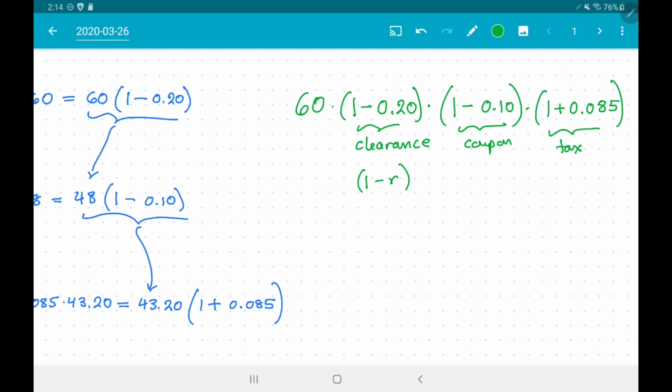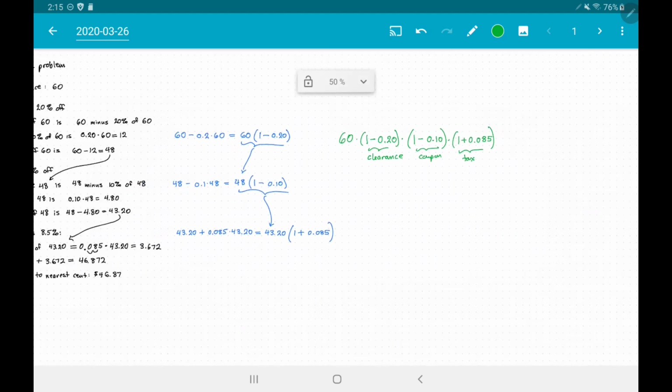Since multiplication is commutative, you can do this calculation in several different orders. You could do the tax first, and then the coupon, and then the clearance. You could do the coupon first, then the tax, then the clearance. Any order that you come up with is going to give you the same final result. That's because each step is effectively multiplying something by 1 plus a rate or 1 minus a rate. And I'm pointing that out because that will come into play when we start talking about compound interest. So there's the shoe store problem.